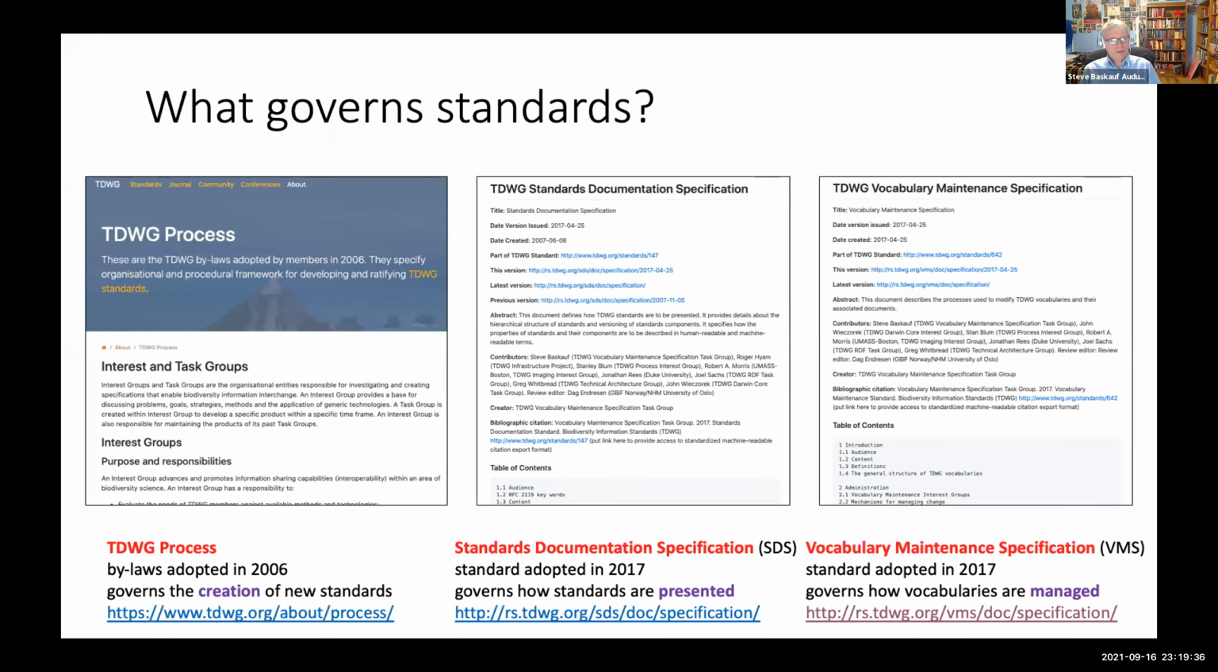So there are basically three documents that govern standards. One is the TDWG process document, which Dan talked about. The standards documentation specification says how standards should be presented. We're not going to talk about that today. The third one, which is the vocabulary maintenance specification, governs how vocabularies are managed.